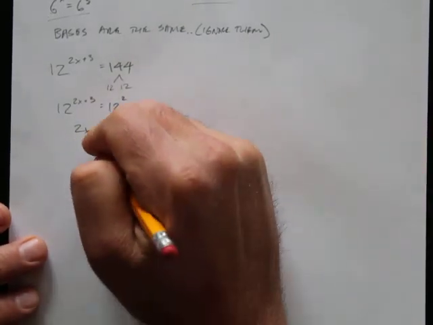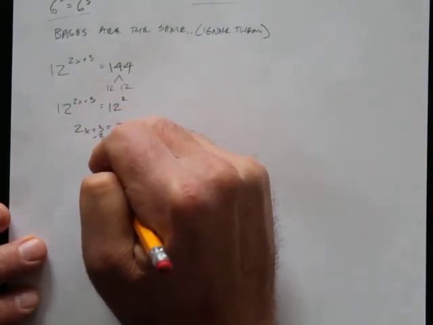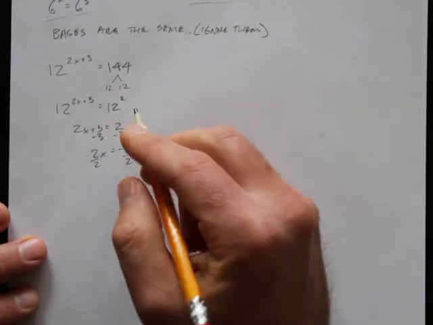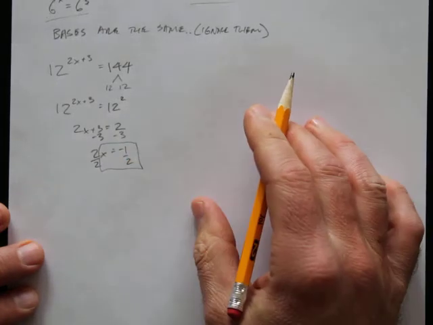And now I just solve for x. Subtract 3 from both sides. 2x equals negative 1. Oh, looks like I'm going to get a fraction, but that's okay. x equals negative 1/2.